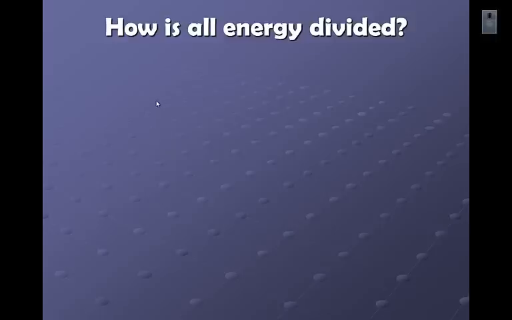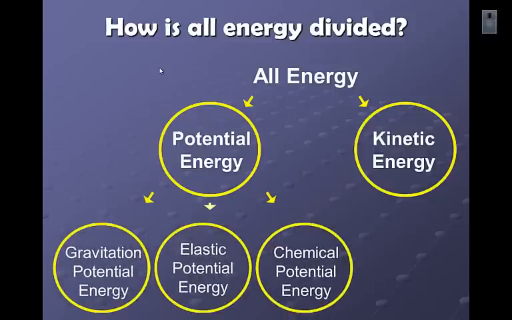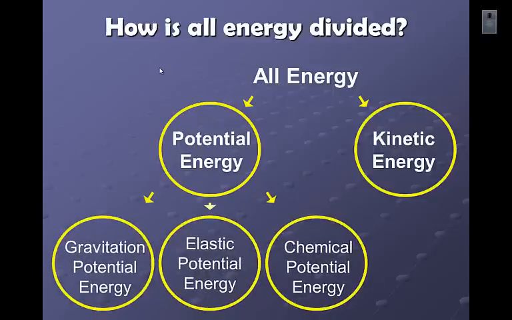So how is all energy divided? Well, all energy can be divided into two groups, potential energy and kinetic energy. Potential energy can be divided into three additional groups: gravitational potential energy, elastic potential energy, and chemical potential energy. Okay, make sure you draw this in your notes. This is a great way to help you organize how energy is categorized.